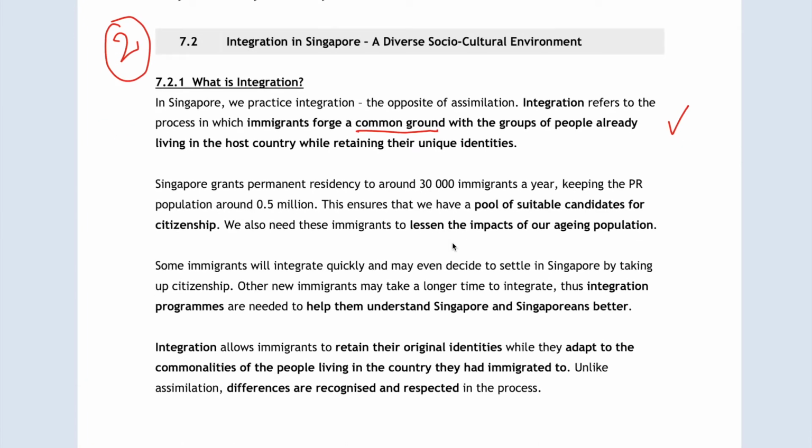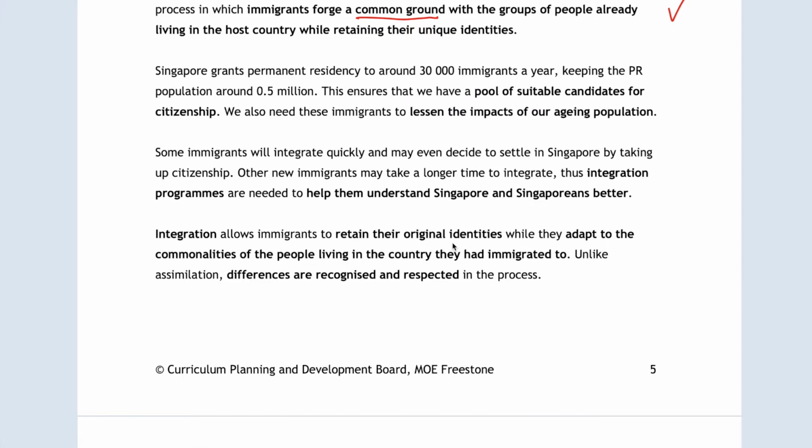Now, in Singapore, we talked about this before. There's a need for us to have permanent residents. There is a need for them to be coming in to lessen the impact of our aging population and falling birth rate. So some people may integrate quickly, some people may take longer to integrate. That's why Singapore has our own form of integration program, to help these immigrants understand Singapore and the Singaporean way of life better.